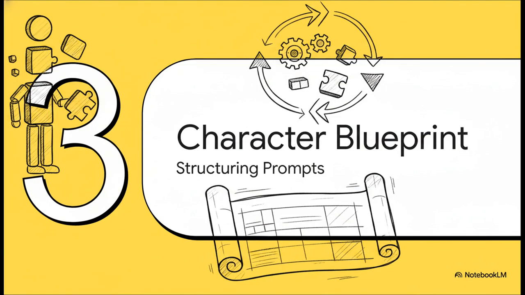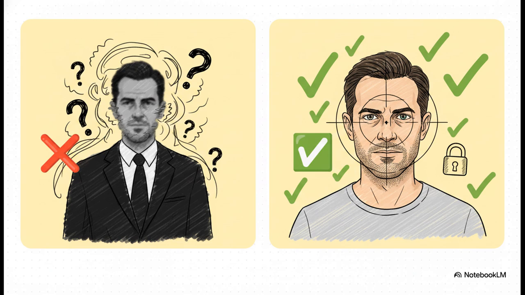So how do we build that text block? Let's dive into Section 3, the character blueprint. This is where we deconstruct a person into a highly repeatable format. Just look at the difference here. If you use a generic prompt like a man in a black suit, you're giving the AI way too much wiggle room. It's going to drift wildly.